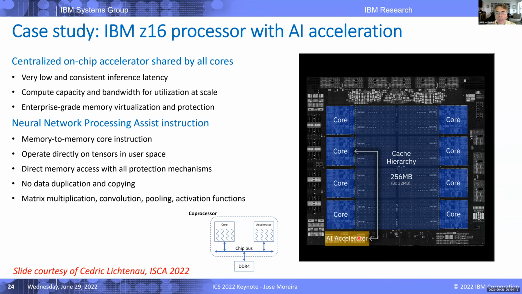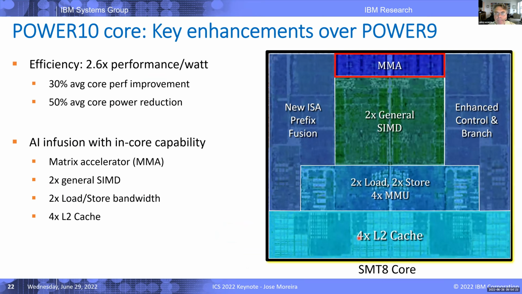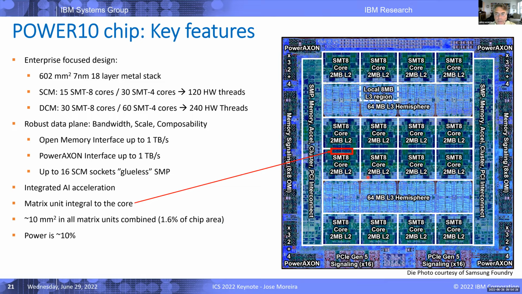The advantage of a coprocessor is that any core can use the full power. In Power 10, the matrix capability is kind of distributed. Each core has its own matrix unit. Here it is more concentrated in one place, so one thread can use all the capability if they want.